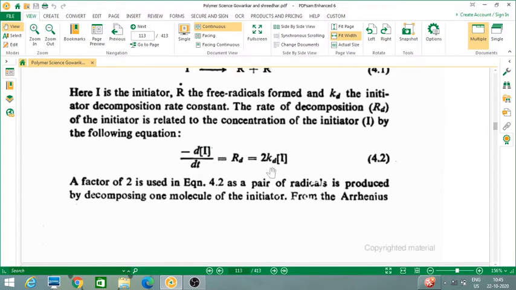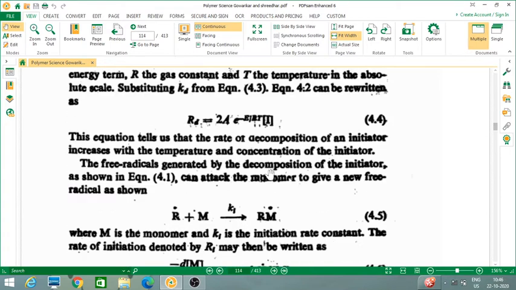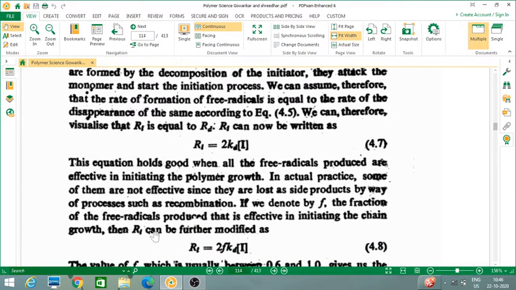This Rd is equal to Ri. Therefore, Ri equals 2 times Kdi. This equation holds good when all the free radicals produced are effective in initiating the chain, polymer chain growth. In actual practice, some of them are not effective. 100% efficiency is never there, since they are lost as side products by way of processes such as recombination.